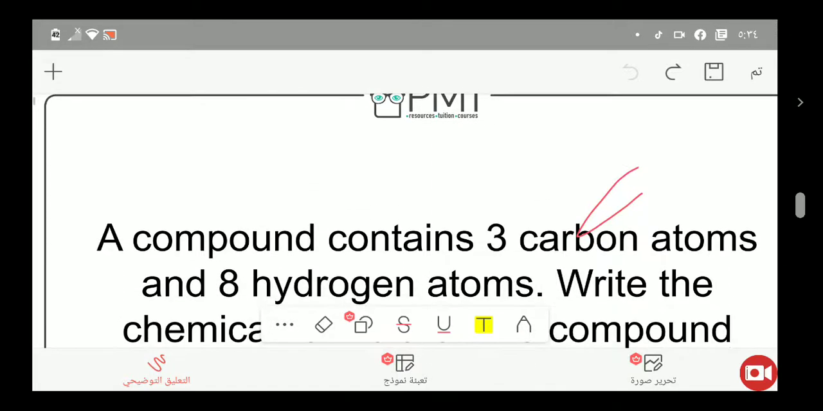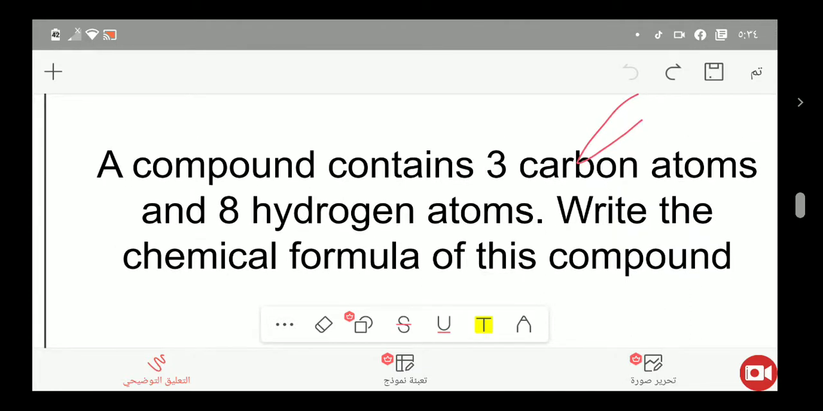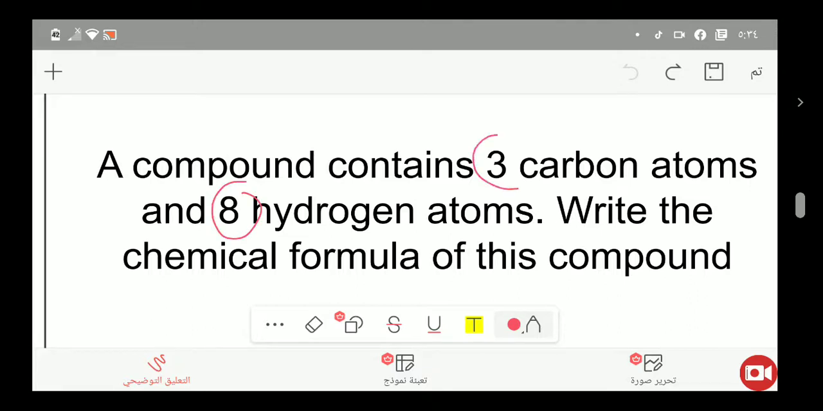There is a question here. He asked us about a compound that contains 3 carbon atoms and 8 hydrogen atoms. Write the chemical formula of this compound. The symbol of carbon is C, the symbol of hydrogen is H. So we have C3H8. This is the chemical formula for it.